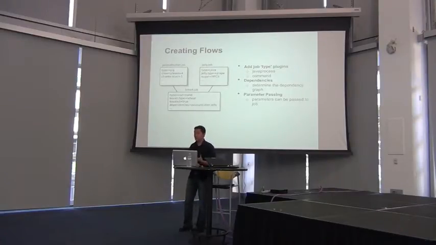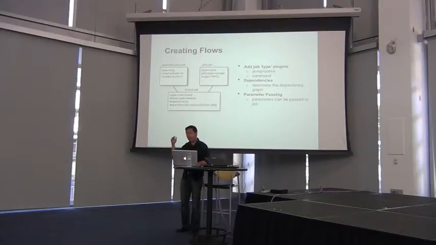So creating our flows is pretty easy. We create these job files that are property files, and they're just key-value properties. The key portion of this is the type field, which is how you define what is going to be executed. All the other parameters are passed to the execution type to determine how it's going to execute.